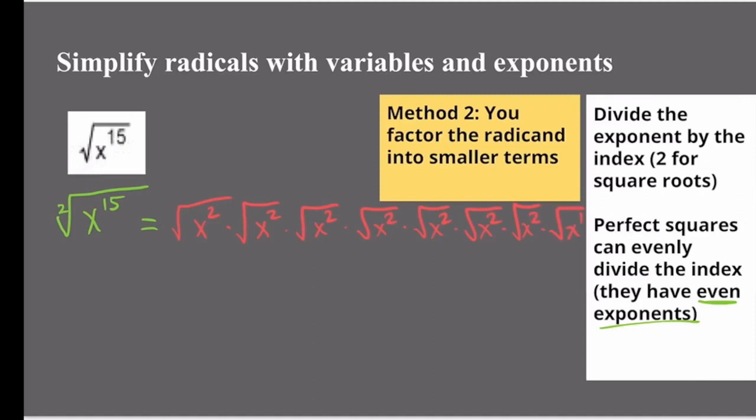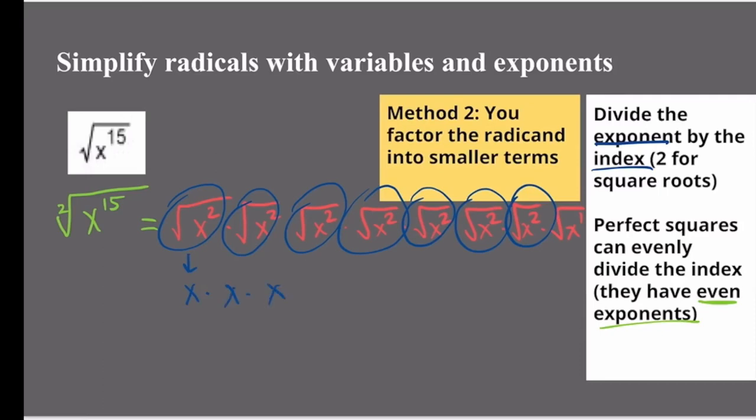So we can write all of this out because all of these x squareds are perfect squares. They're all going to divide. The exponent divided by the index, 2 divided by 2, this simplifies to an x, and another x, and another x. So we have 1, 2, 3, 4, 5, 6, 7 x's. And then this radical x at the end, we can't simplify. All of those x's, you have 7 of them. It's x to the 7th power. And that radical has to stay there.